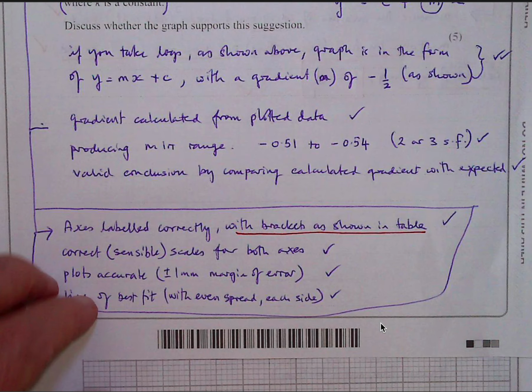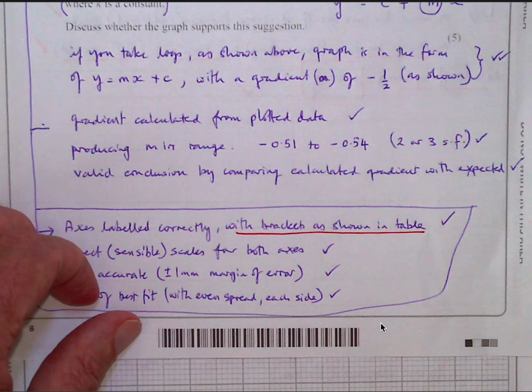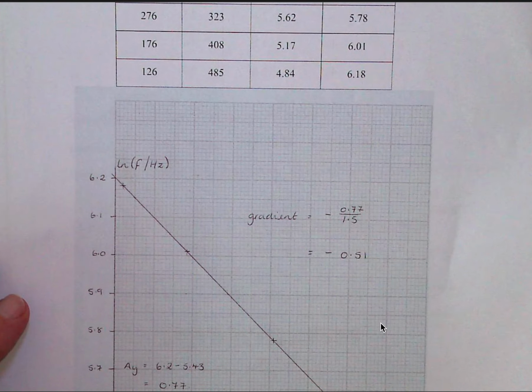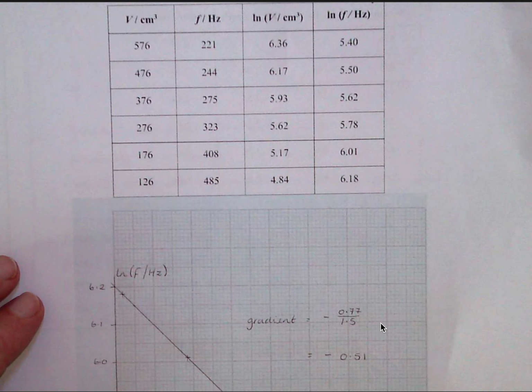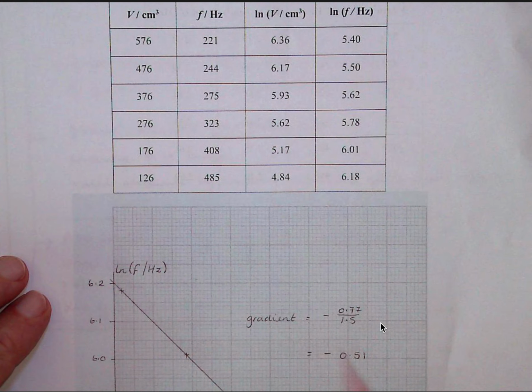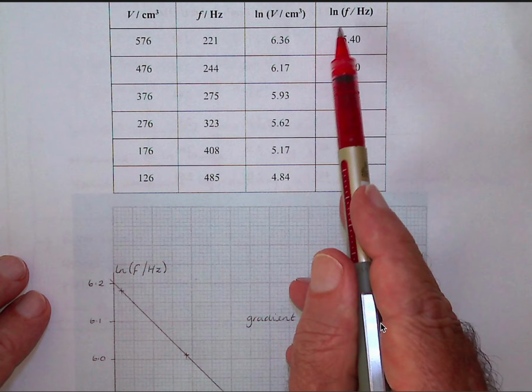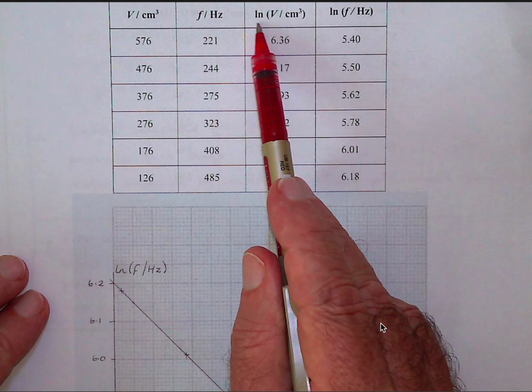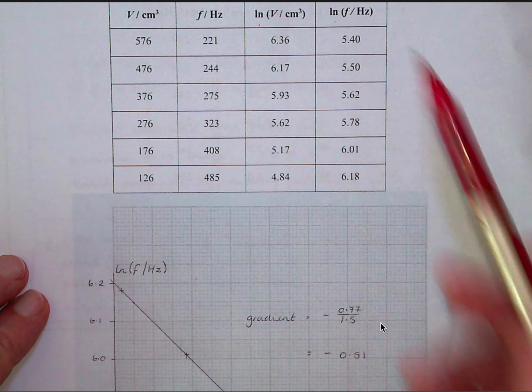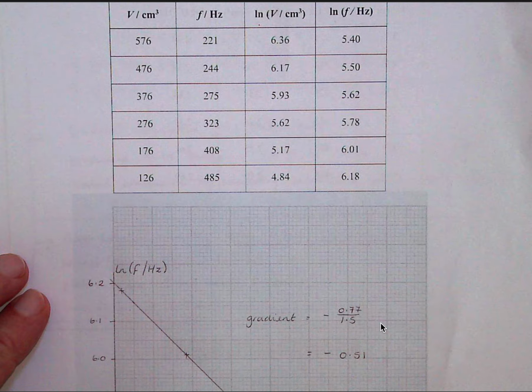Okay, now if you've done natural logs, they've also given an alternative table where the students may have got confused and put their values in natural logs. So you'll see even the tabulation of natural logs still has the frequency and the units inside the brackets for both the frequency and the volume. So they've just done ln, ln, so it will still give you the same shape graph.